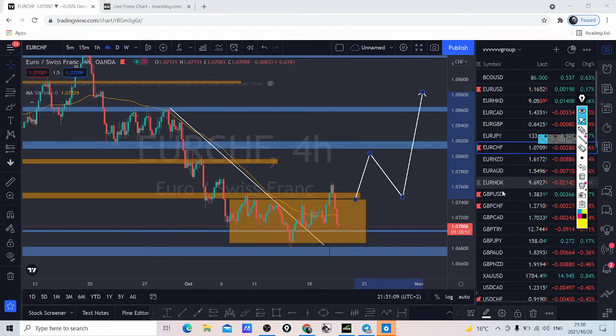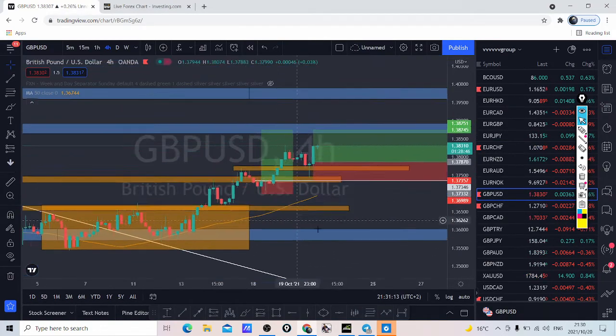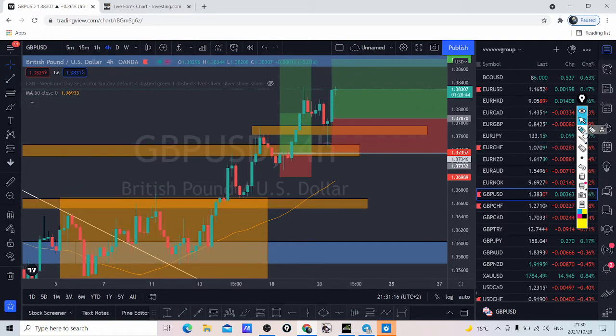Okay. So GBP USD, on this one we are still buying. This was the first entry that I missed, but this one I caught and this one I caught today.